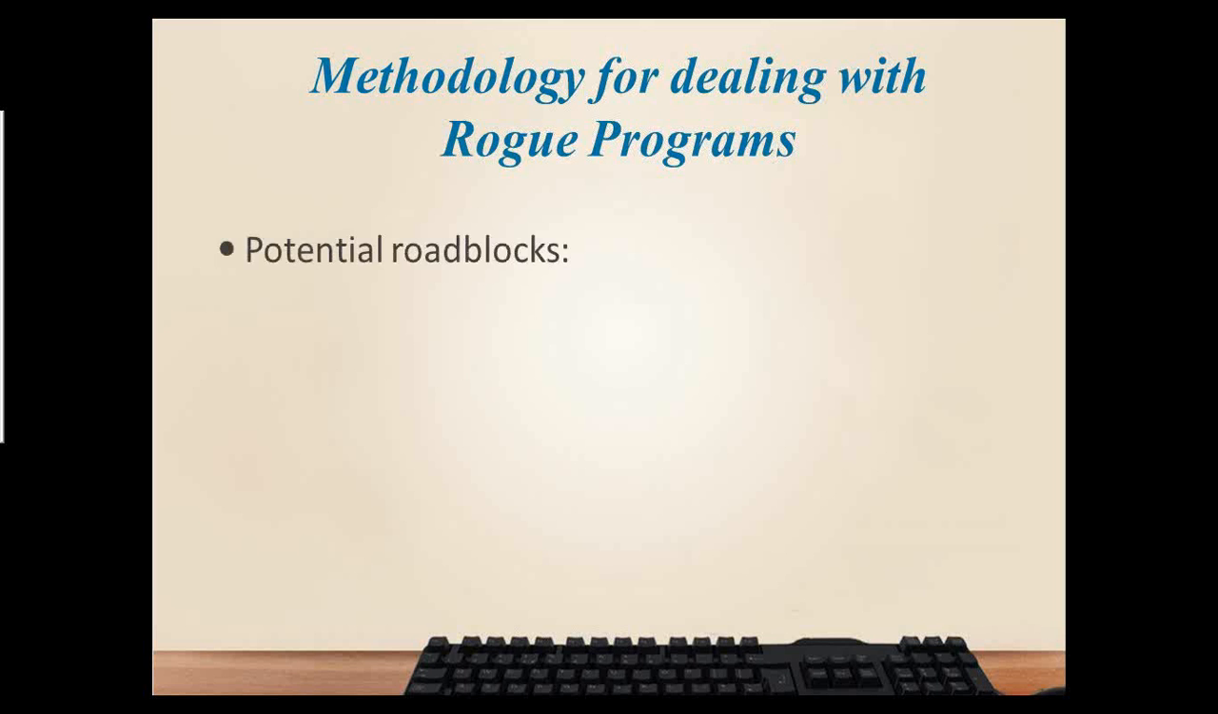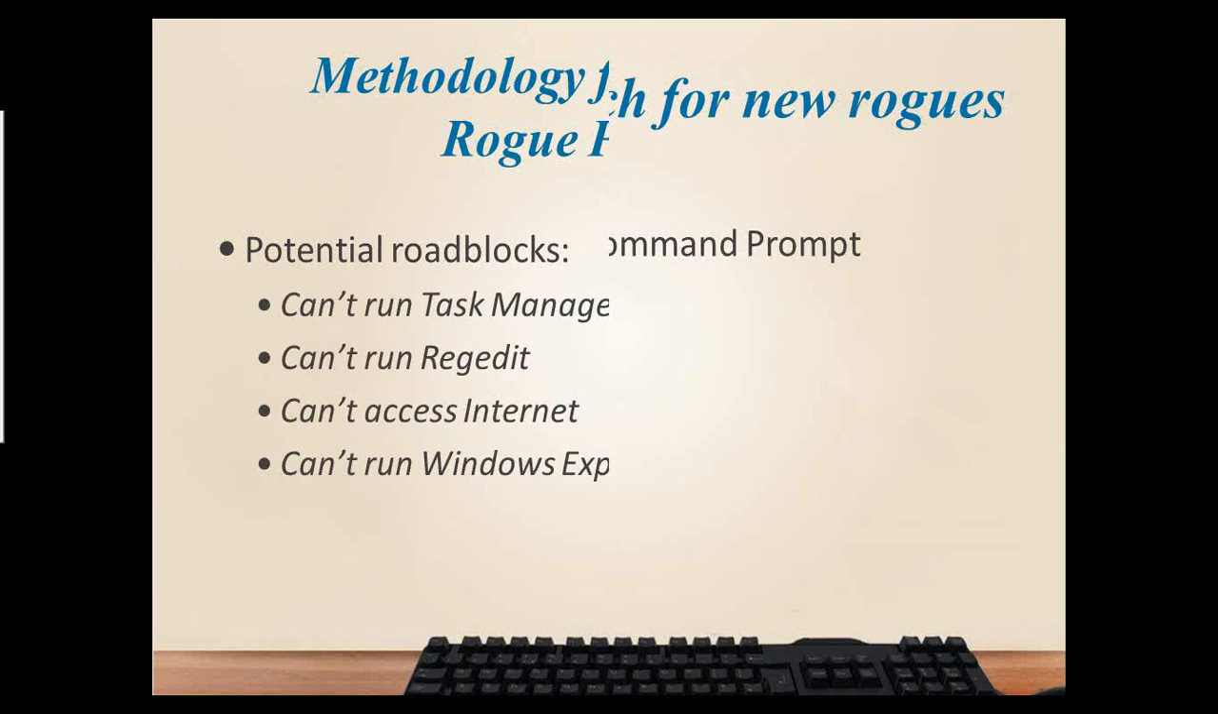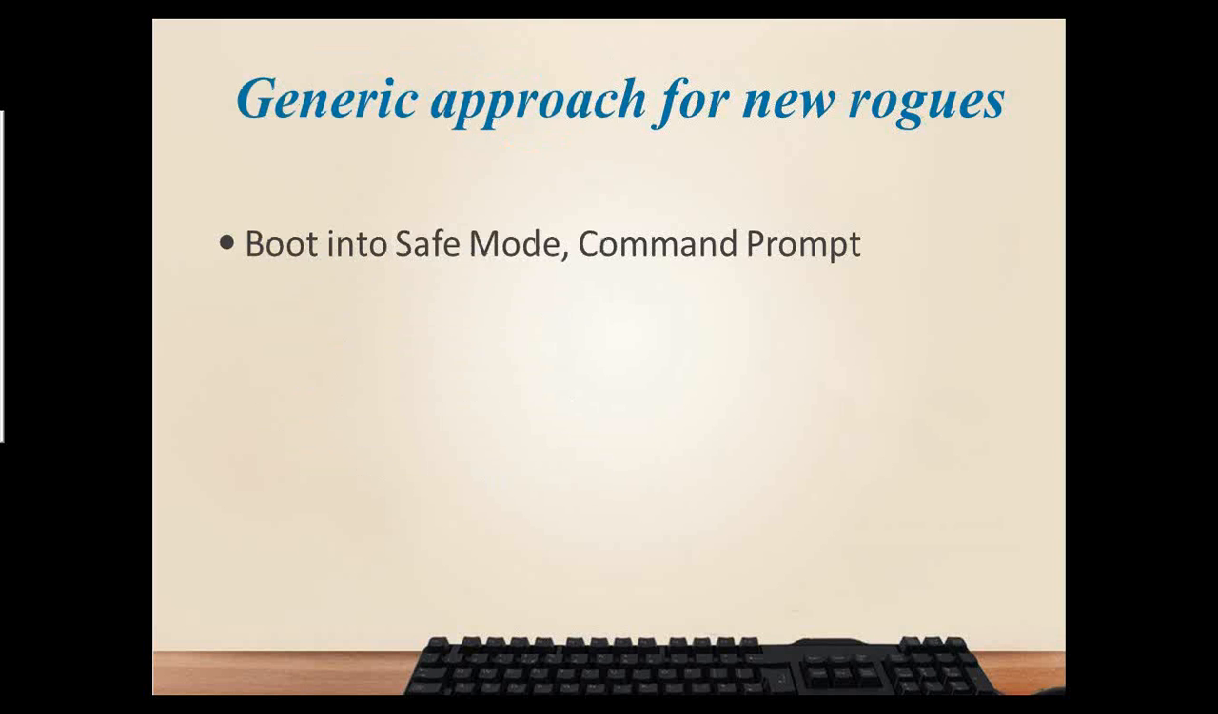As far as dealing with rogues, one of the things that makes that more complicated is that a lot of them will throw up roadblocks to get in the way of things you would normally be doing. You may not be able to run Task Manager, probably can't run regedit, you might not be able to access the internet, or possibly Windows Explorer, MS-config, or other system tools that you're used to using in dealing with the malware issue. So here's a generic approach that will work for most rogues.